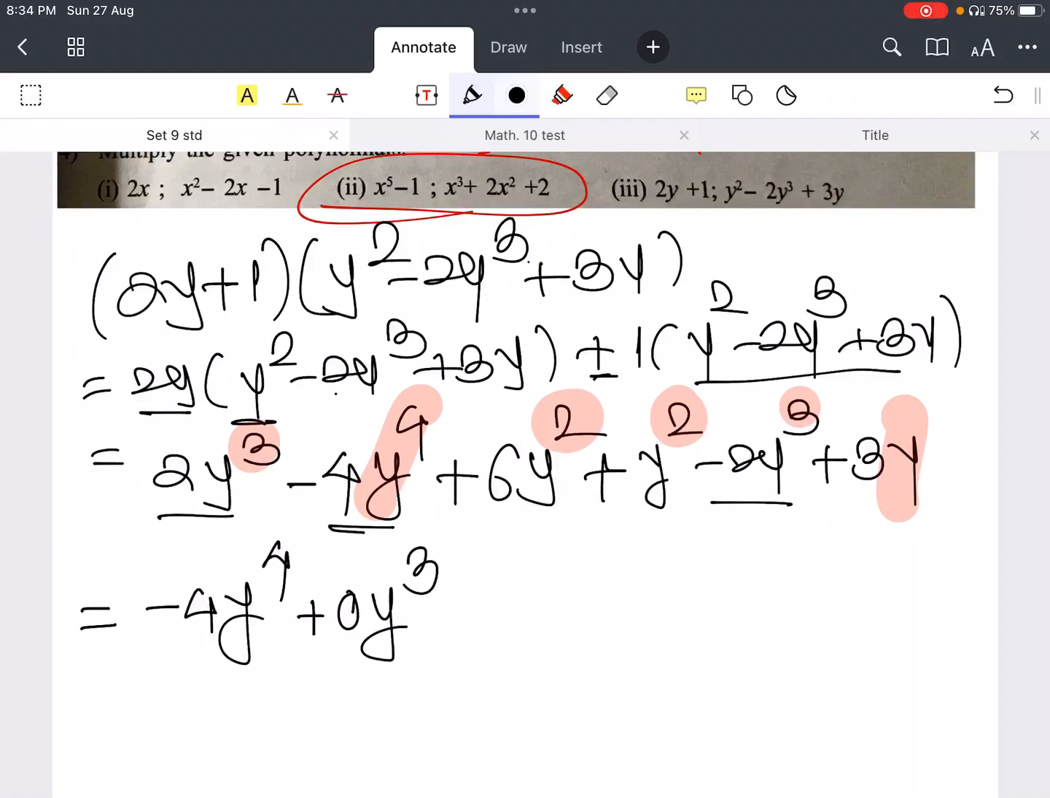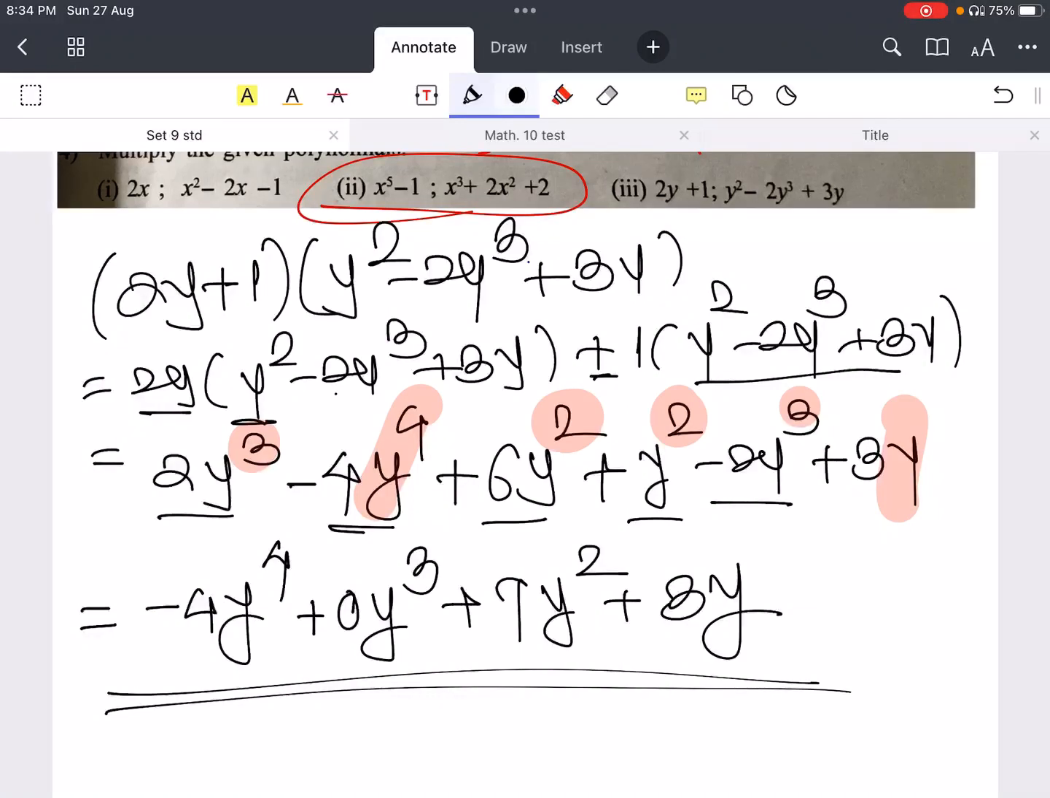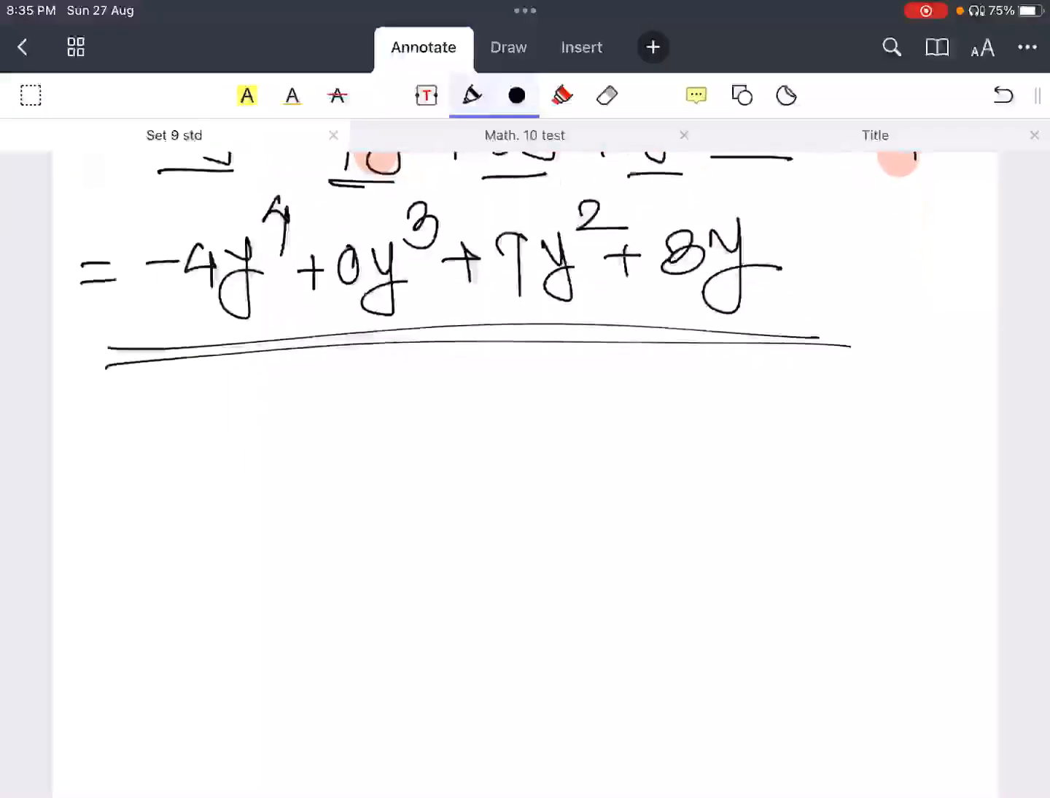Next one, 6y square plus 1y square, it becomes plus 7y square, and plus 3y is a lonely term, so write it down as plus 3y. So this is your answer, that is minus 4y raised to 4, plus 7y square, and last one plus 3y. So likewise we have to solve the questions. Now let's move to the next question.